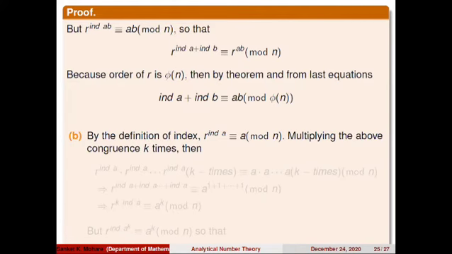What do we have to prove in statement b? Index of a to the power k is congruent to k times index of a modulo phi of n, where k is positive.